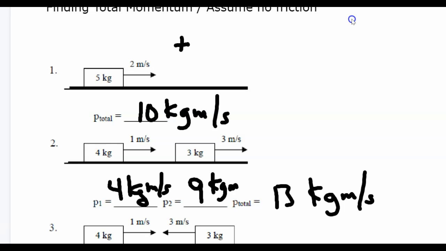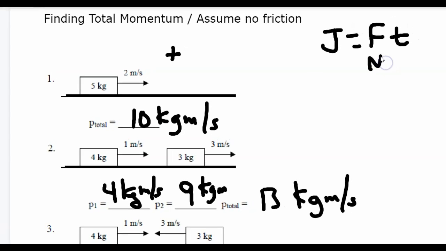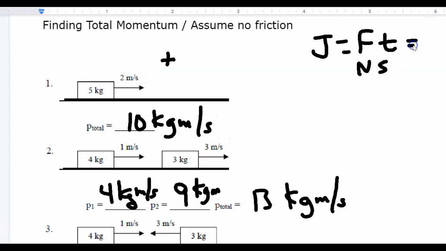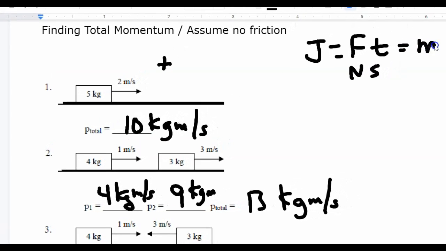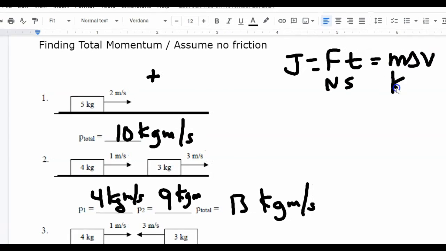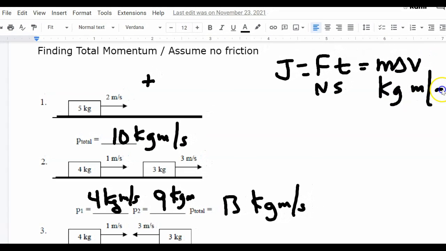Great question. Impulse is the force and the contact time, so really it could have a unit of this. But since F times t equals m delta v, it's also allowed to have this unit as well. Yeah, it could be both.